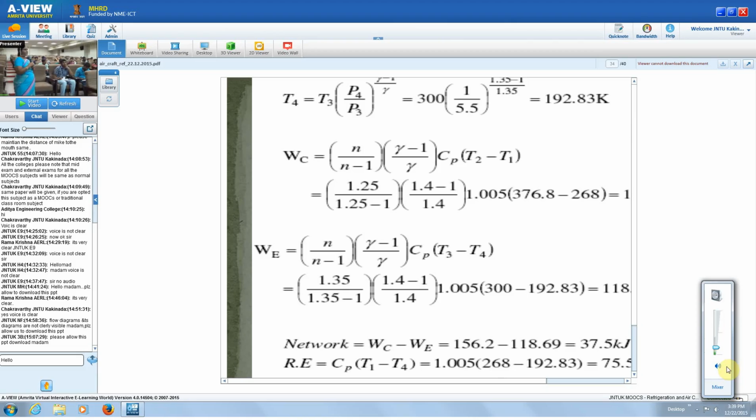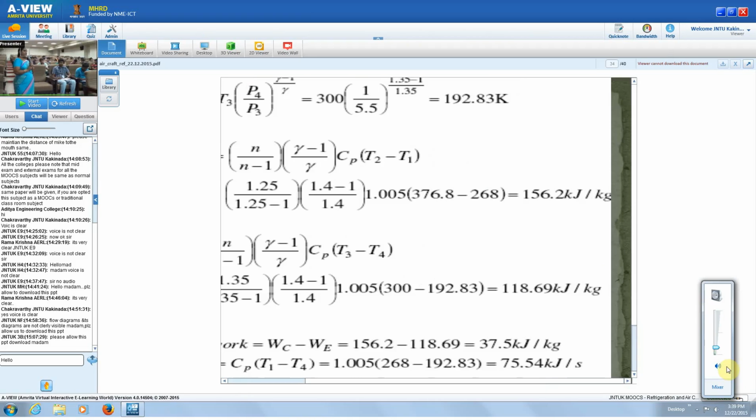Then similarly T3 is known. Find out T4 using the polytropic index for expansion, that is given as 1.35. Then find out the work input to the compressor, then work done by the expander. With the formula n by n minus 1 into gamma minus 1 by gamma into Cp into T2 minus T1, the actual compression process 1 to 2. Then similarly the expander work. So you can find out in kilojoules per kg.